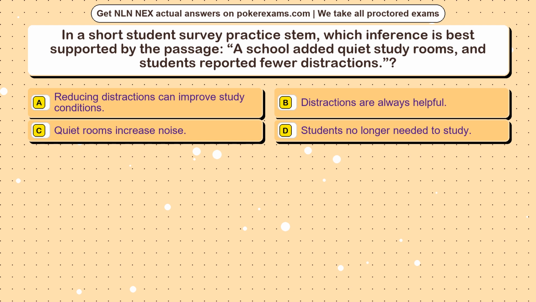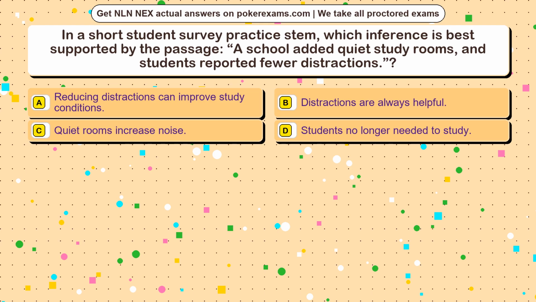Question 14. In a short student survey practice STEM, which inference is best supported by the passage? A school added quiet study rooms, and students reported fewer distractions. Option A. Reducing distractions can improve study conditions. Option B. Distractions are always helpful. Option C. Quiet rooms increase noise. Option D. Students no longer needed to study.